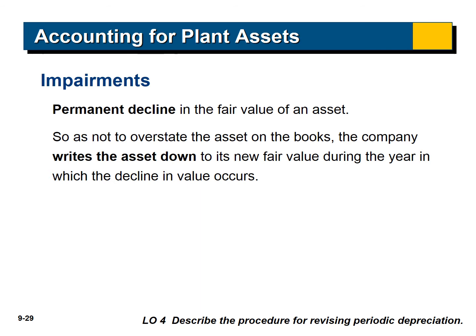And what we have called impairments of value: what happens if the asset value declines and is considered permanent? So we don't overstate the assets on the books, we can write the asset down to its new fair value during the year in which the decline in value occurs. If it declines in value only temporarily, like just normal changes in the real estate market, then we don't do that write down. Only if it's permanent do we do that.